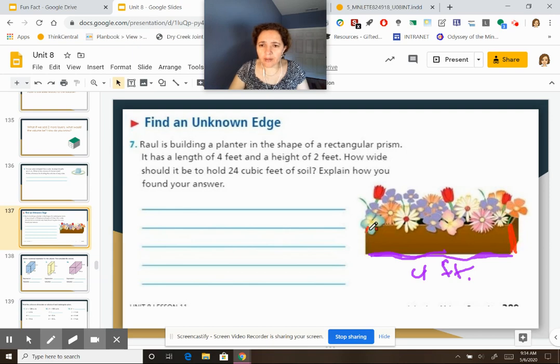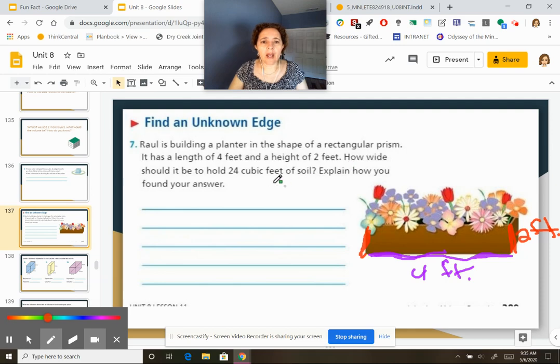This is a height. All these are my heights. It doesn't matter. So I'm going to label this one 2 feet. Okay, so I got my length and I got my height. Then it says, how wide should it be to hold 24 cubic feet? So I don't know. Let me use a different color for my width. Let me use green.